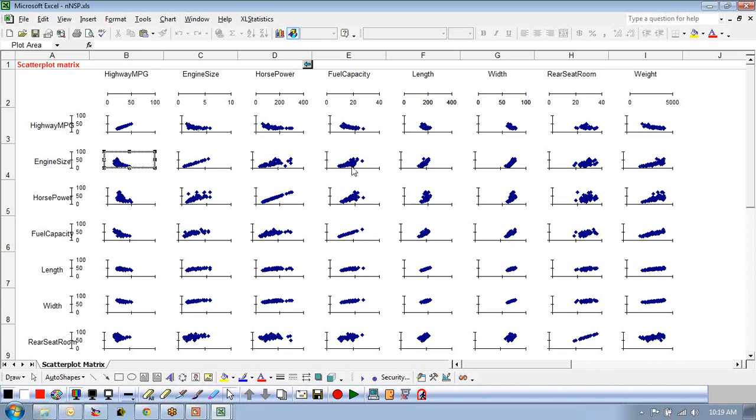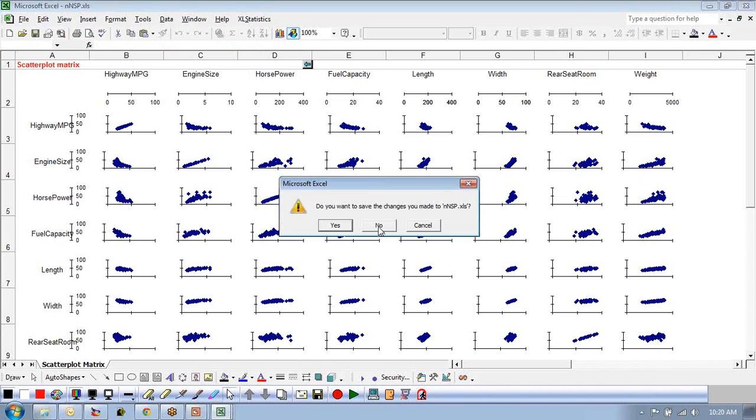The only thing I can tell you about this is it does show me some things are correlated, but it also shows me that those correlation patterns look very similar for a few things. For example, engine size, horsepower, fuel capacity, and weight all look very similar. So maybe they're all kind of telling me the same thing, and I can eliminate some of the redundancy in my model.